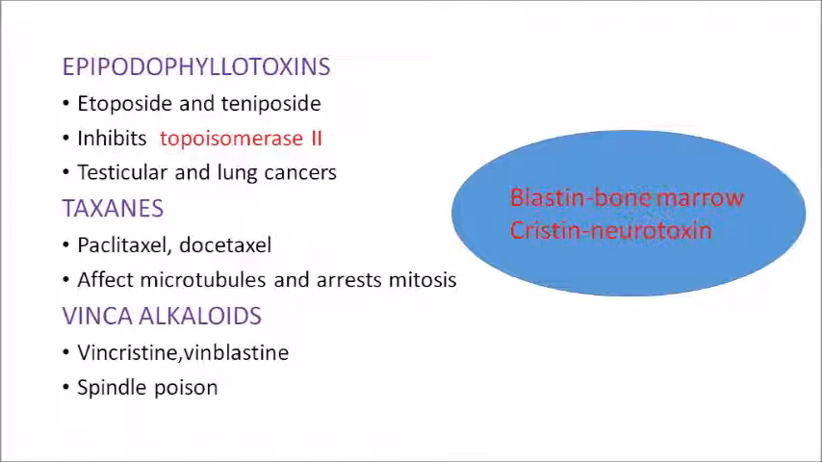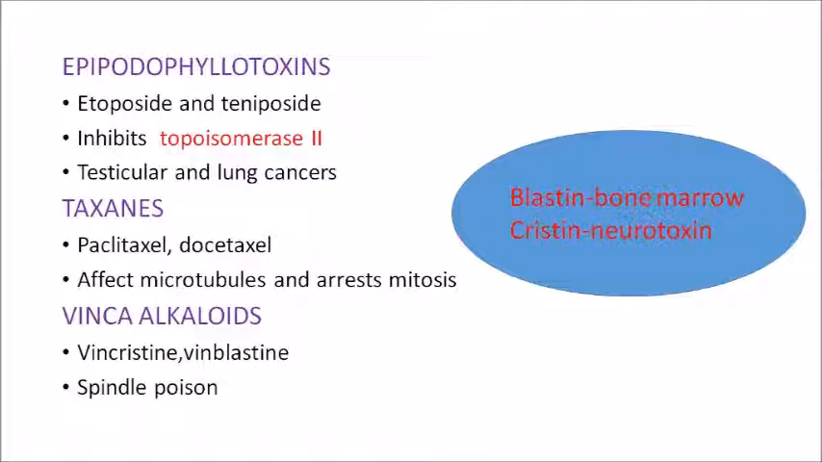Then we have taxanes. Taxanes are paclitaxel, docetaxel, such drugs. They affect microtubules and arrest mitosis. That is the mechanism of action. They affect the microtubules. Finally, vinca alkaloids. Examples are vincristine, vinblastine. They are spindle poisons. So that is the mechanism. Vinca alkaloids are spindle poisons.